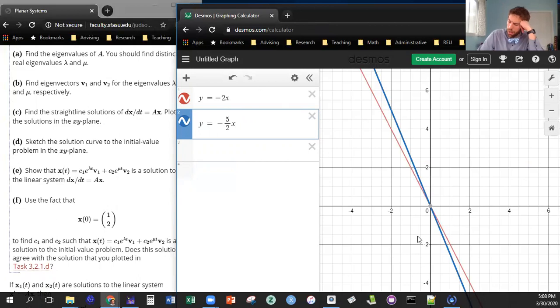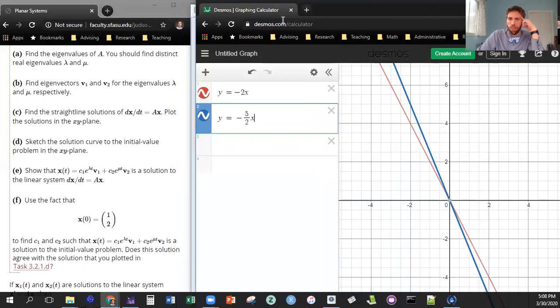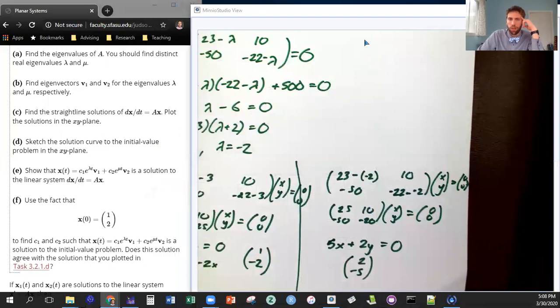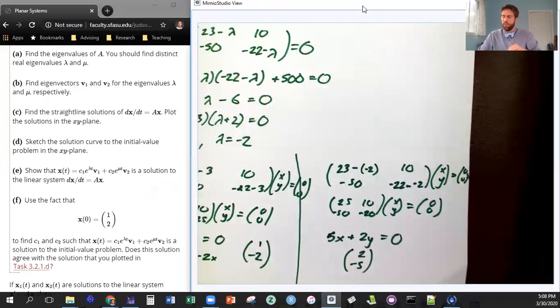Okay, now we're going to show that C1 e to the lambda t v1 plus C2 e to the mu t v2 is the solution to the linear system. How do we want to show this?